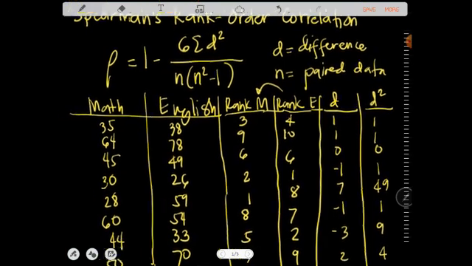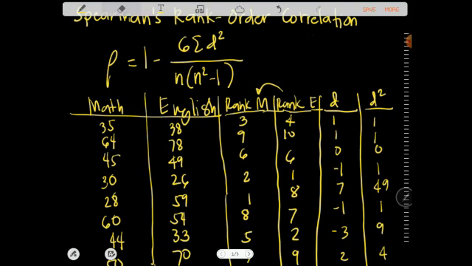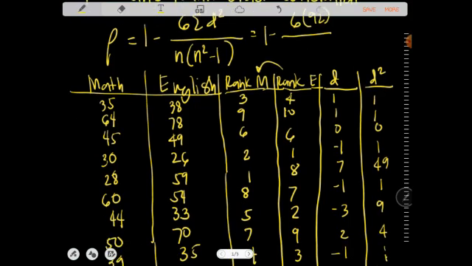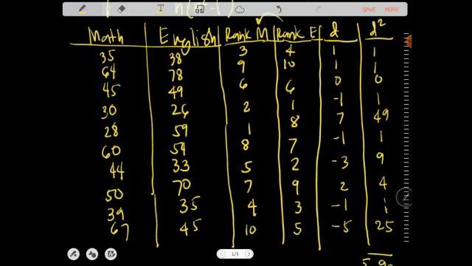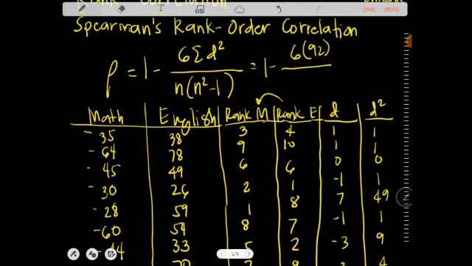Then, pasok sa banga. Ayan na yung ating formula. So, this is equals to 1 minus 6 times yung summation ng D squared, 92, over N. Ilan ba yung N? Yung N natin is yung number of paired data. So, we have 1, 2, 3, 4, 5, 6, 7, 8, 9, 10. Okay? So, we have 10 times the quantity 10 squared minus 1. Okay, simplifying equation, this will give us rho is equals to 0.44.